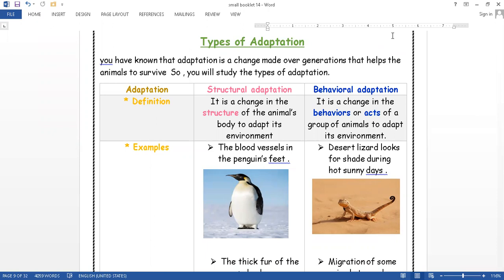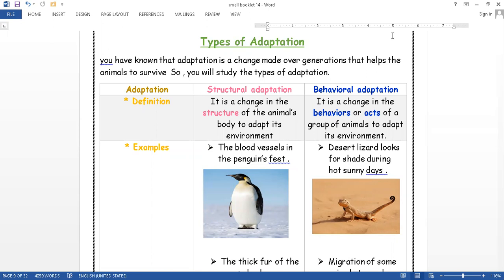Let's start our lesson for today, which is talking about the types of adaptation. Don't forget, jr4, that we studied before what is meant by adaptation, and we said that adaptation means it's a way to help living organisms to survive and reproduce in their environments. Today we will talk about the types of adaptations, which are two types. Number one, structural adaptation. Number two, behavioral adaptation.